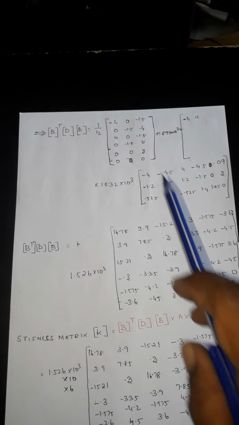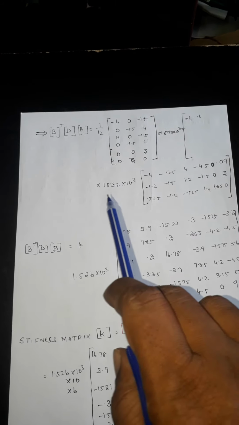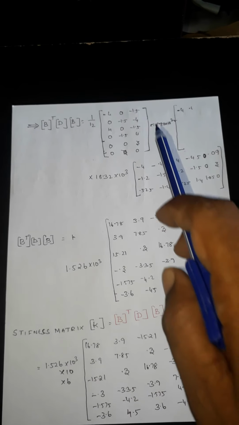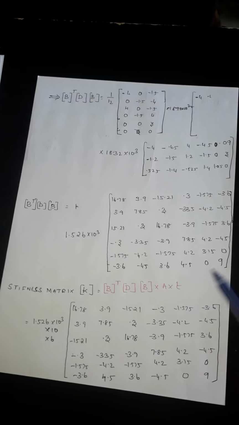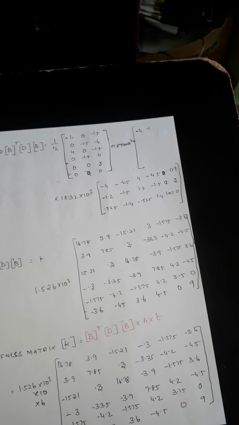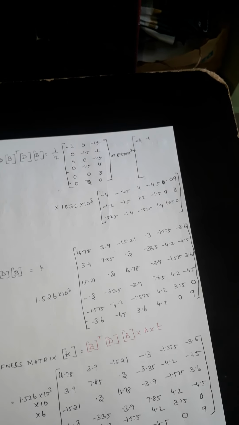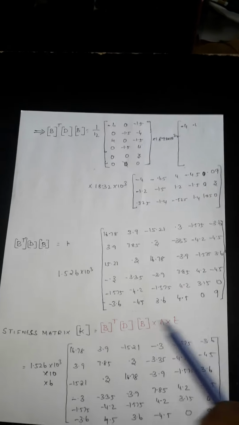I got this value completely. This and this and this and this are multiplied. 1 by 12 into 18.32 gives you this much, and this multiplied gives you this much. So this is a 6 by 6 matrix. You will get a 6 by 6 matrix because a triangular element has three nodes, each with 2 degrees of freedom, since it is two-dimensional. According to how many nodes there are, the size of the matrix can be decided. So 6 by 6 matrix is given.